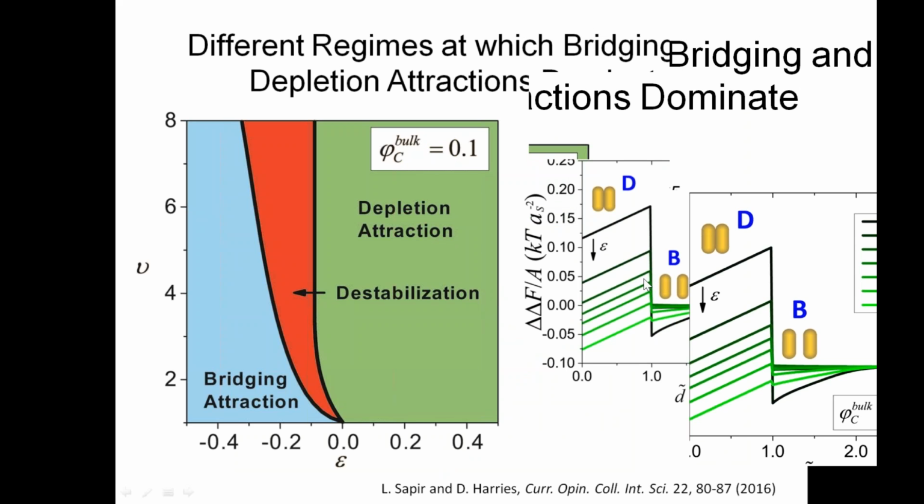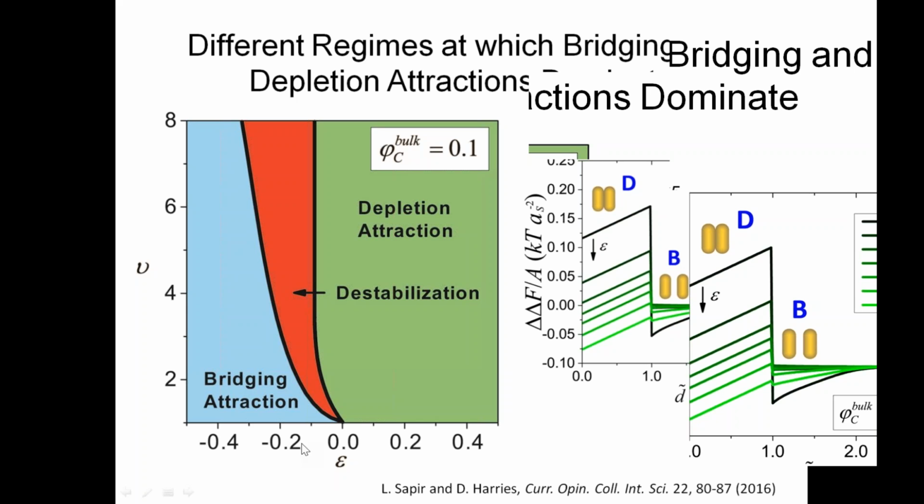Another interesting thing to do is to take the global minimum of each one of these potential of mean force curves, and see how each cosolute, in the space characterized by the cosolute size and the extent of interaction between cosolute and colloid, which state of the colloid is stabilized?